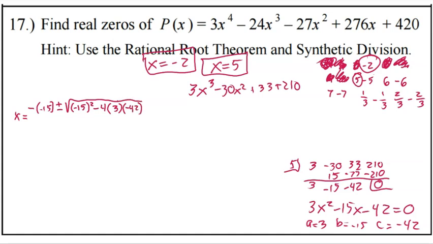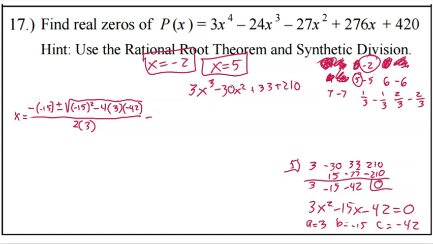Now I'm going to go ahead and do this in the calculator, over 2 times a, which is 3. Okay, so I'm going to do what's under the radical. I'm going to grab a calculator. Okay, here's what I'm keying in. I'm keying in parenthesis negative 15 close parenthesis squared. Okay, minus 4 parenthesis 3 close parenthesis parenthesis negative 42 close parenthesis. Then I'm pressing enter, and what I get is 729.